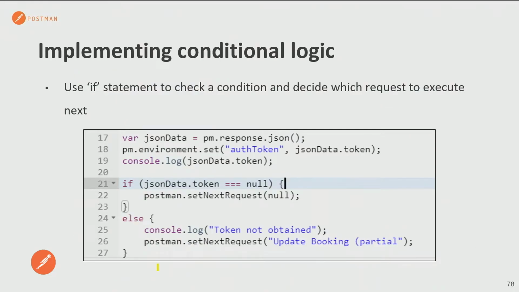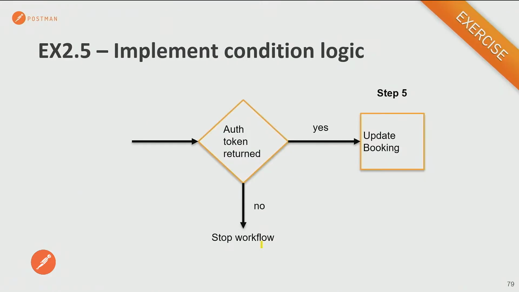To implement conditional logic, it's basically an if statement, if and else. So if something, postman.setNextRequest, and else something else happens, postman.setNextRequest, and we choose a different request to run. So pretty straightforward.